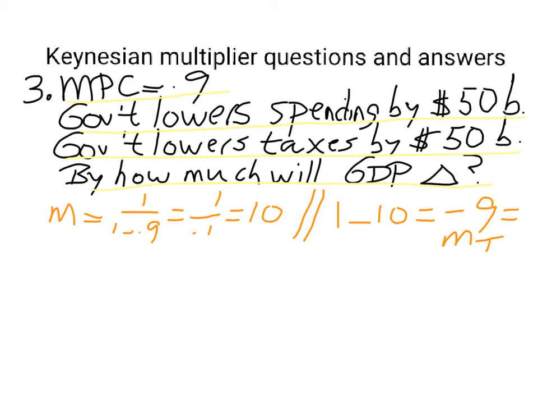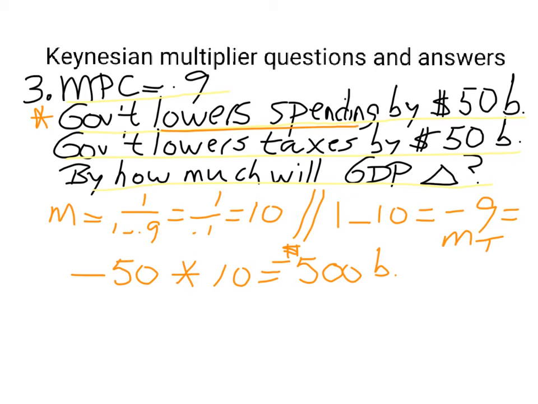In question 1, there was something about spending changes, and we said that the change in government spending, in this case there is a lowering of government spending, so the change in government spending is minus 50, times the regular multiplier of 10, gives us a change in GDP of minus $500 billion. So as a result of the first change, government lowers spending by 50, we have a decrease in GDP of $500 billion.